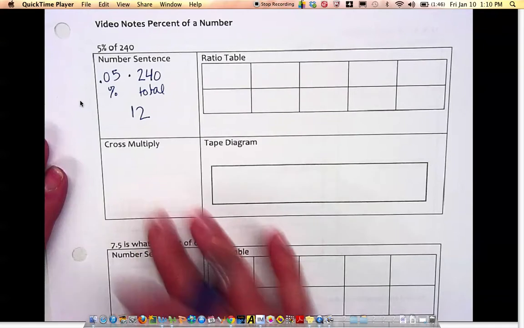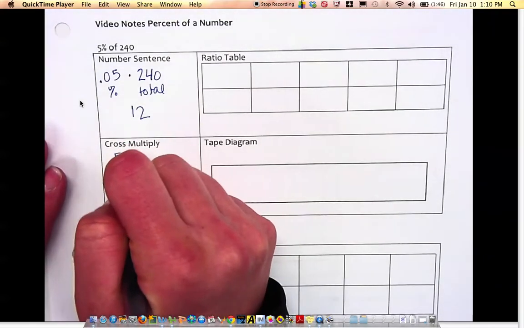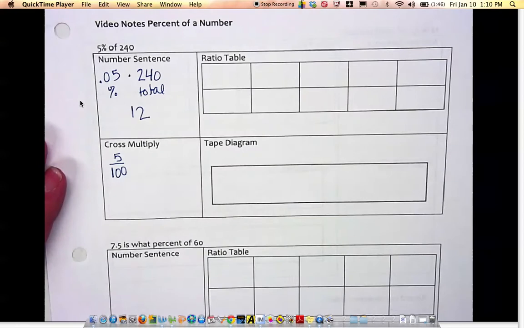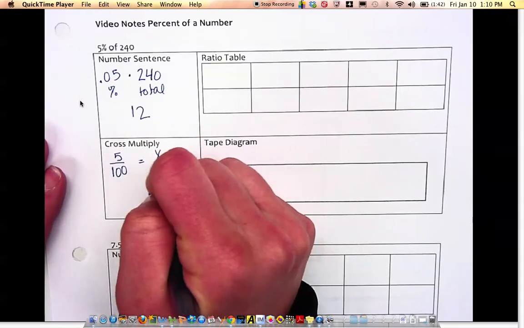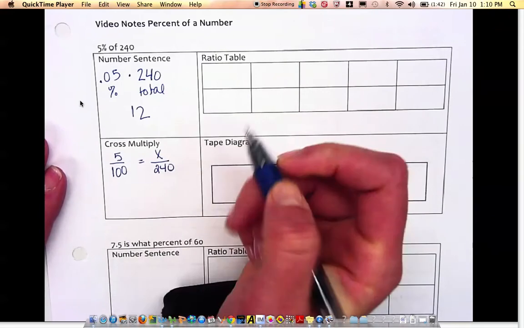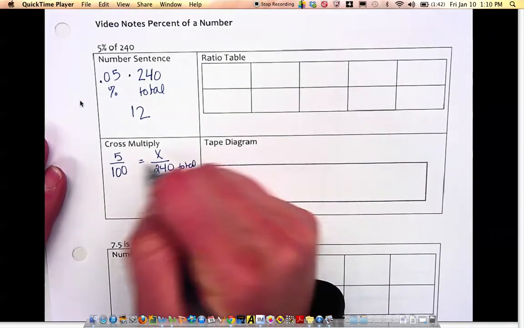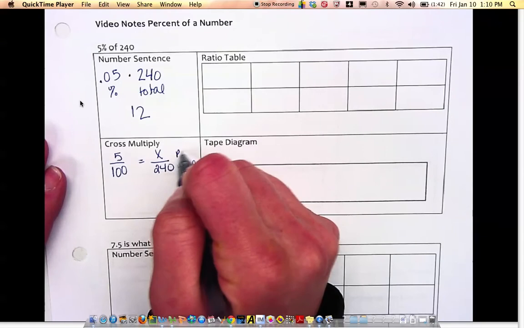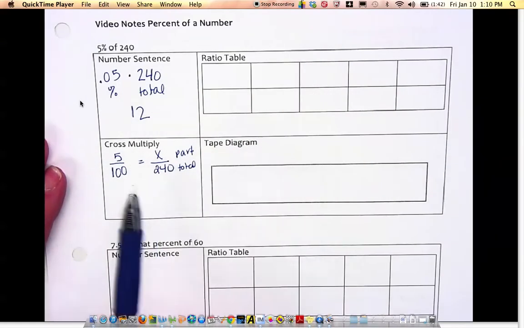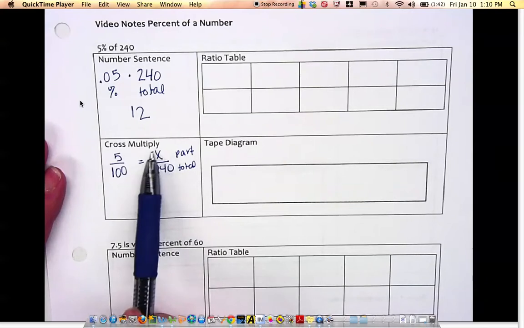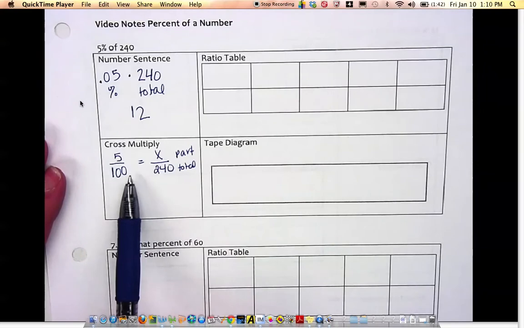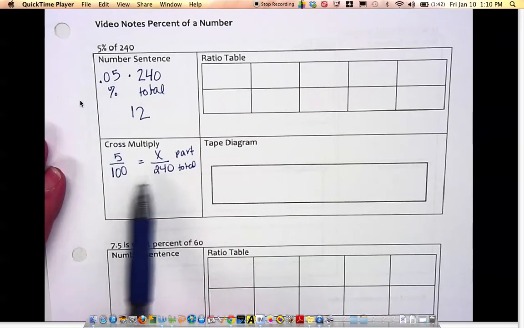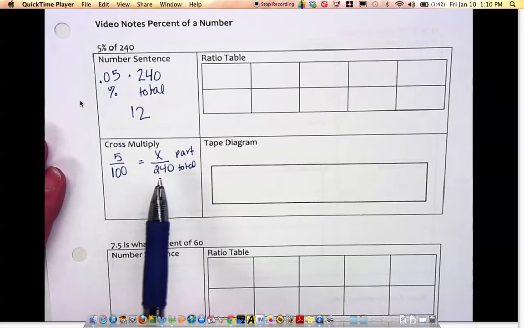Now cross multiplying, I'm going to set up my 5 to be out of 100. So now I'm writing 5% as a fraction instead of as a decimal or a percent. And that's going to be equal to x, or whatever letter you would like, over 240. 240 is the total, and the top part, our numerator, is going to be the part. All right, so the 5% and whatever this amount is, those are on equal terms with each other, okay? 100 and 240, those are on equal terms with each other because they're both the total.